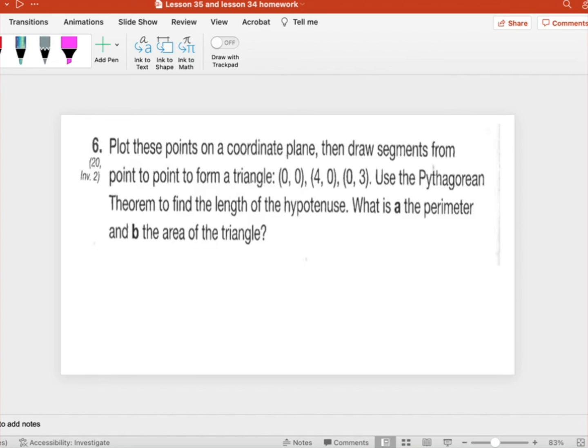Plot these points on a coordinate plane and then draw segments from point to point to form a triangle. Okay, so here's a coordinate plane, just an XY grid. 0, 0 would be about there, right in the origin there. 4, 0, we'll put it right there. 0, 3, maybe about there. Okay, so now it says use the Pythagorean theorem to find the length of the hypotenuse.